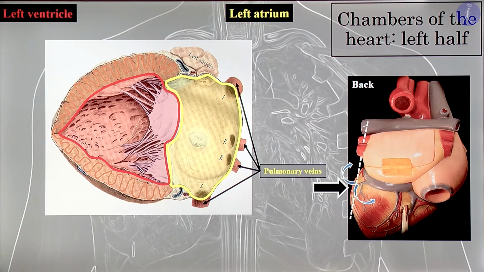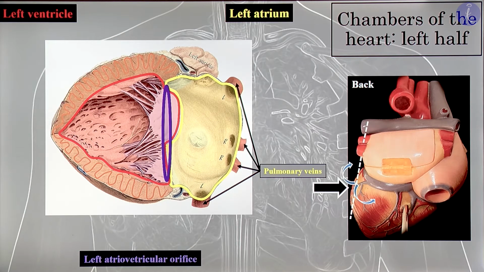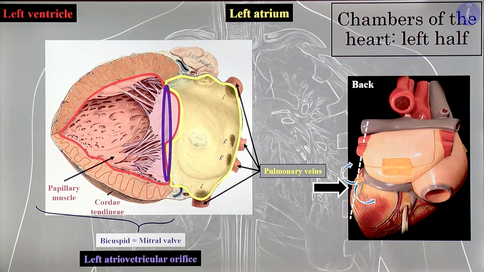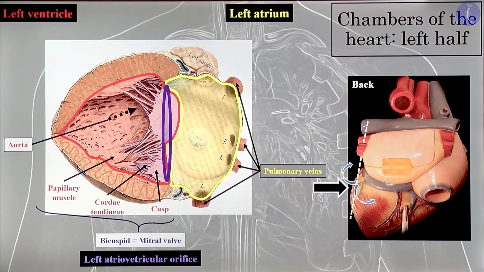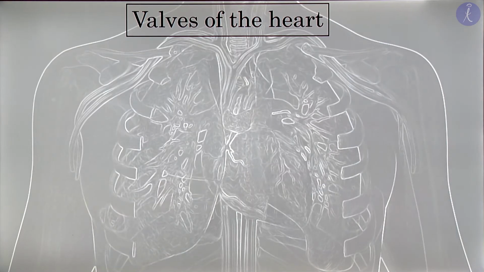And just like on the right side, to reach from the left atrium the left ventricle, we need to pass the left atrioventricular orifice where the bicuspid or mitral valve is located. It also has the same three portions: papillary muscle, chordae tendineae or tendinous cords, and the cusp itself. And there we could see the origin of the aorta. Toward that direction the aorta starts, but it is covered by the anterior cusp of the mitral valve on this picture. Let's talk about the valves of the heart then.